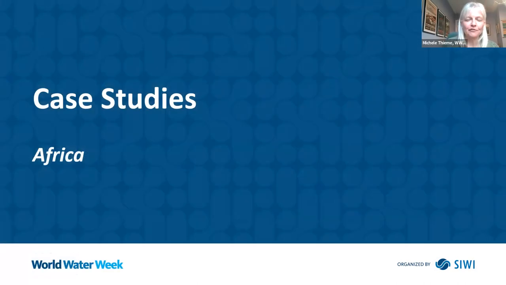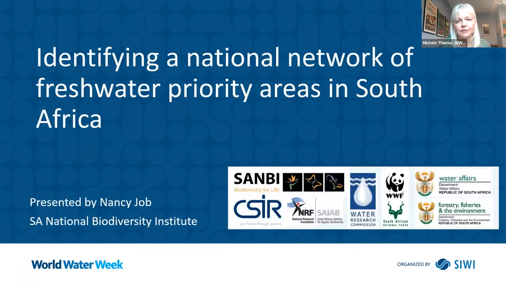We're gonna move now from Europe to Africa, where we have a case study from Nancy Job, who is the Freshwater Biodiversity Program Lead at the South African National Biodiversity Institute. And she's gonna be sharing with us about identifying a national network of freshwater priority areas across South Africa. Nancy, over to you. Thank you so much, Michelle.